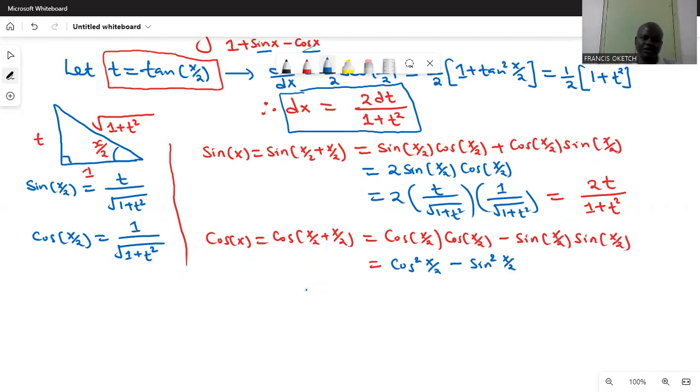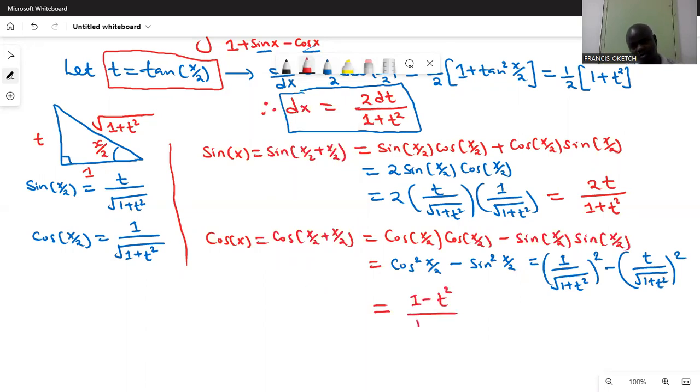And we know cosine of x over 2, so we square that. That should give us 1 over root 1 plus t squared. We are going to square this, minus t over root 1 plus t squared. Again, we square that. So when we simplify, this should give us 1 minus t squared in the numerator over 1 plus t squared in the denominator.